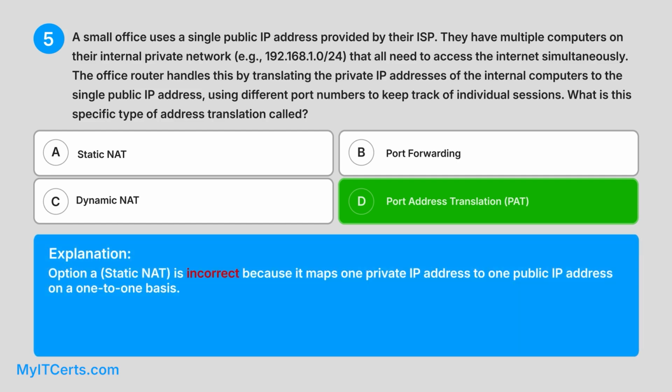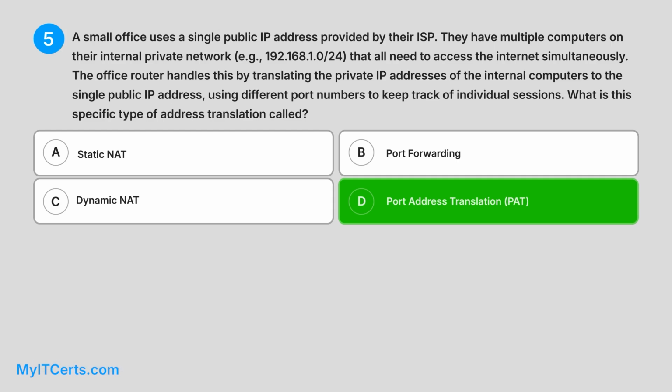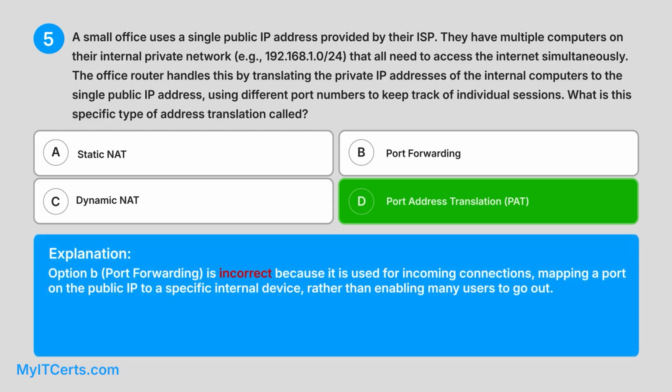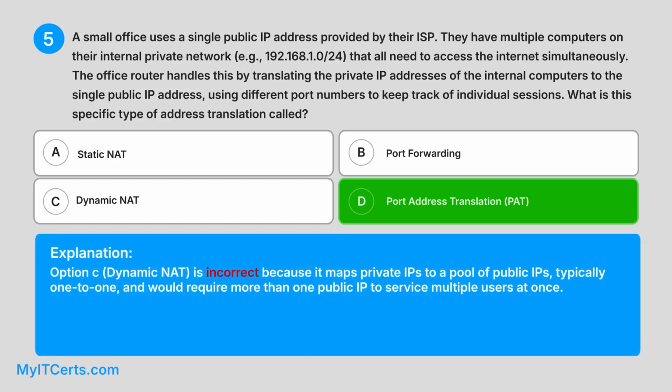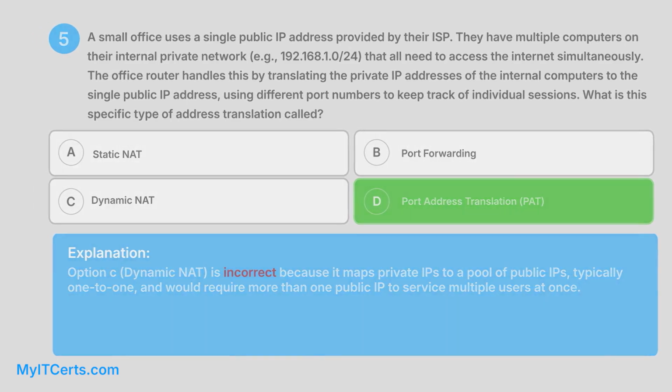Option A, static NAT, is incorrect because it maps one private IP address to one public IP address on a one-to-one basis. Option B, port forwarding, is incorrect because it is used for incoming connections, mapping a port on the public IP to a specific internal device, rather than enabling many users to go out. Option C, dynamic NAT, is incorrect because it maps private IPs to a pool of public IPs, typically one-to-one, and would require more than one public IP to service multiple users at once.